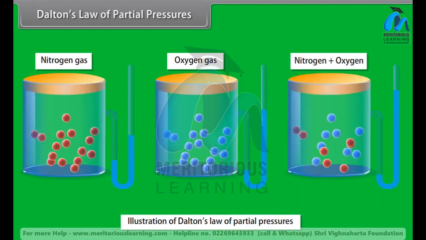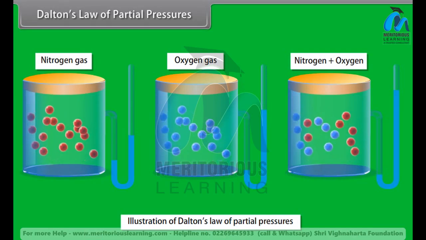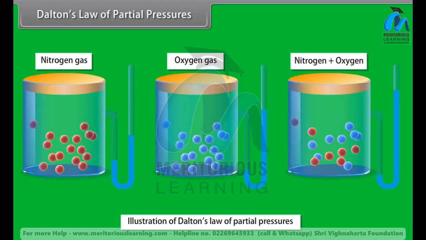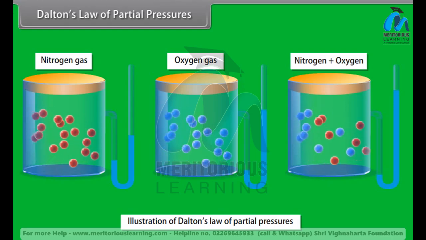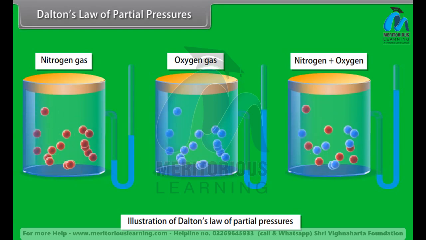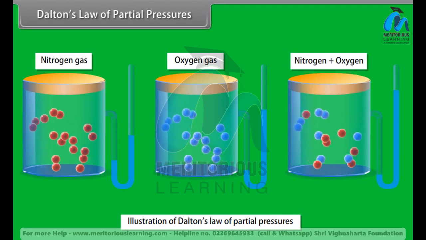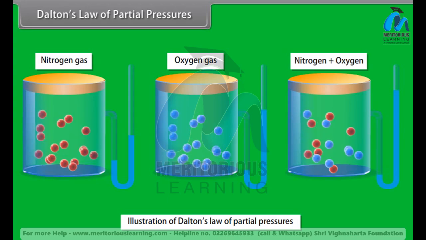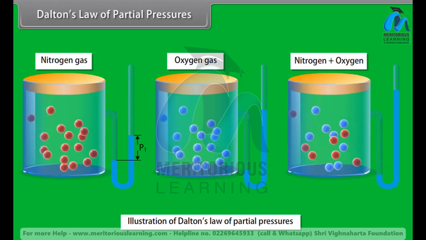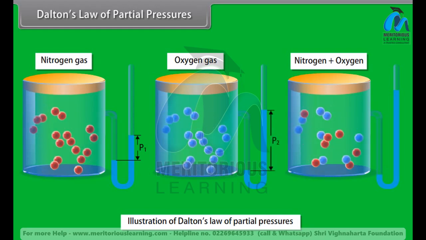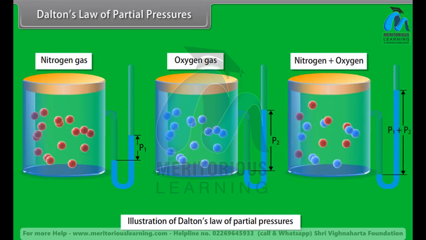Suppose we have 3 containers of capacity 1 liter each, one containing X moles of nitrogen, the other Y moles of oxygen, and the third having a mixture of X moles of nitrogen and Y moles of oxygen. All 3 containers are kept at the same temperature. Now, if the manometer attached to the first container shows a pressure P1 and that attached to the second container shows a pressure P2, then the pressure in the third container is P1 plus P2.